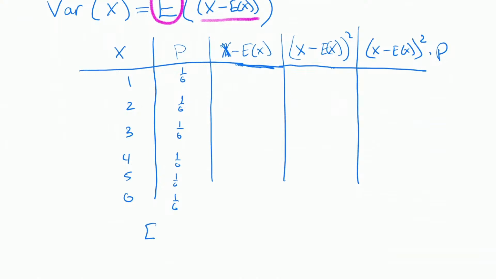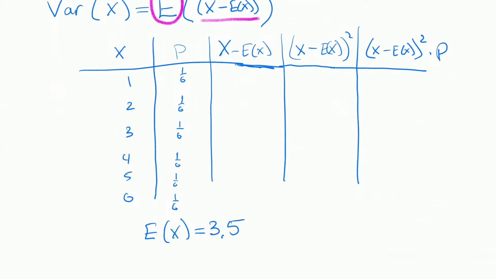Turns out that the expected value for a fair six-sided die is 3.5. If you don't believe me, go ahead and add it up. You have 1 times 1/6 plus 2 times 1/6 plus 3 times 1/6, and so on until you get to 6 times 1/6. The total is 21/6, which is 3.5. So you'll just have to trust me. Now I'm going to do x minus the average. Let me clean that up.